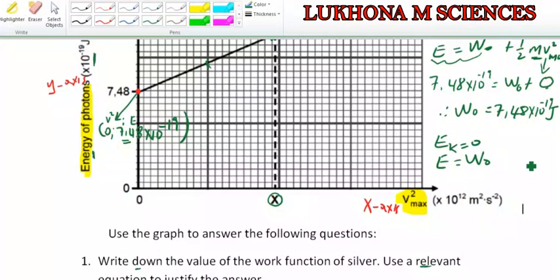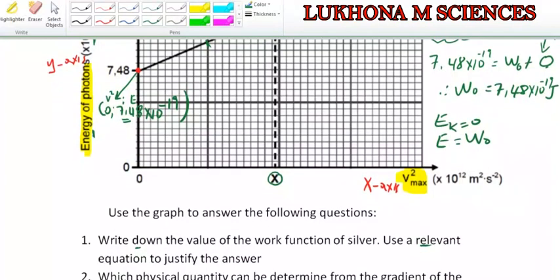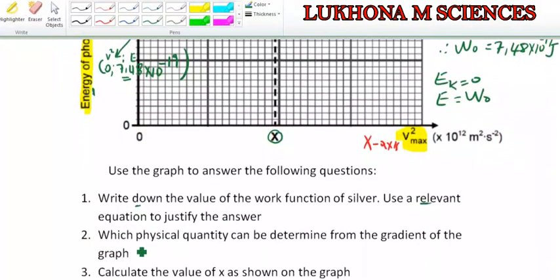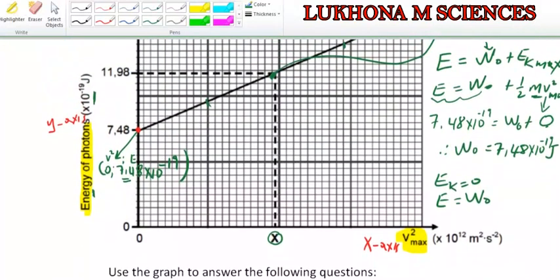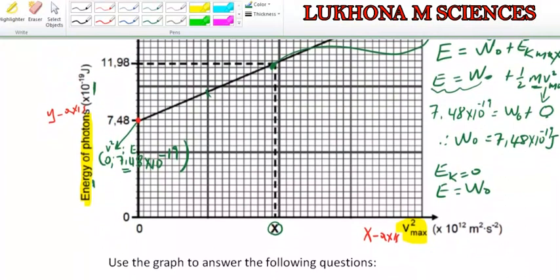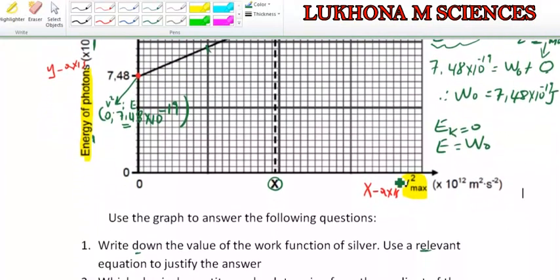So now let's go to the next question, fast and quick. Which physical quantity can be determined from the gradient of the graph? Okay, now the easiest way is to write the main equation. E is equal to the work function plus EK max.